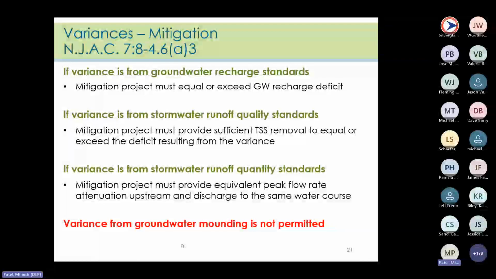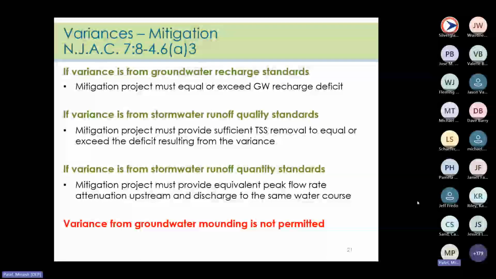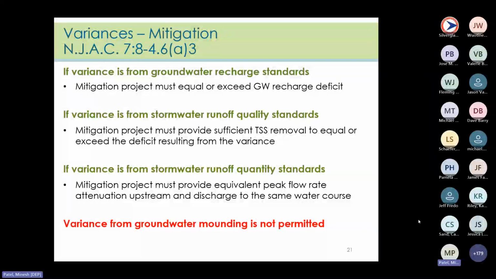Variances from the other standards are as shown on this slide. Note that there is no waiver or variance allowed for groundwater mounding. That's because the steps listed in Chapter 13 of the BMP manual make it clear that if the selected BMP fails to pass the groundwater mounding analysis, another BMP must be selected and assessed, meaning that a whole new redesign is required.